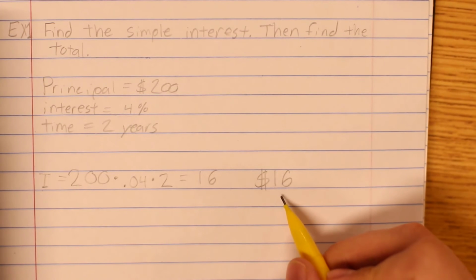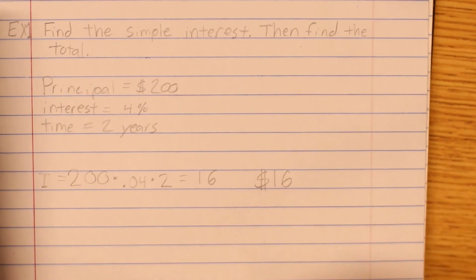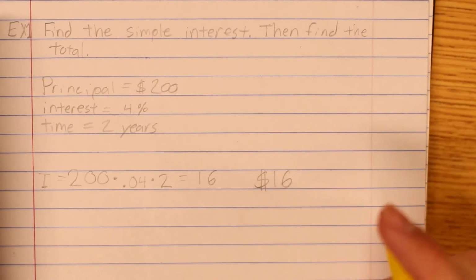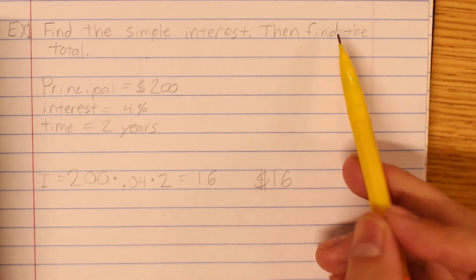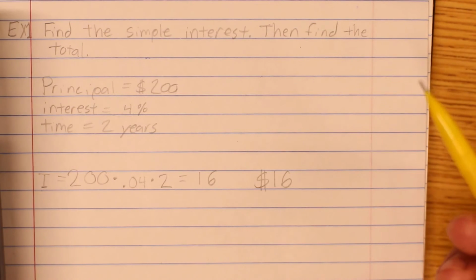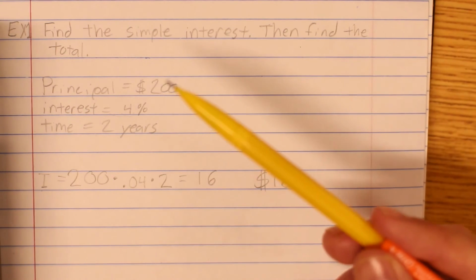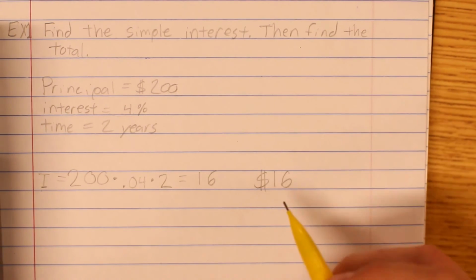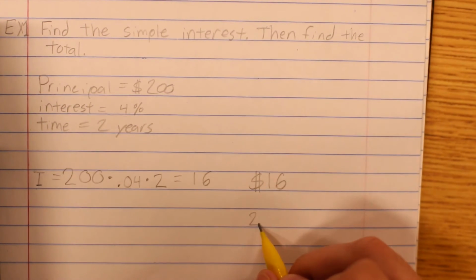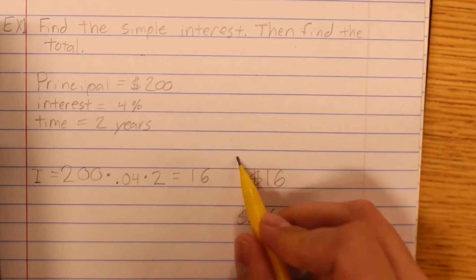That's how much you made off the interest after 2 years with $200. Not bad, because $200 really isn't that much in the grand scheme of money. But then we're also told here to find the total. What that means is how much money do you have in total, counting the principal and the interest? Well, that would be 200 plus 16 is $216. So those are our two answers.